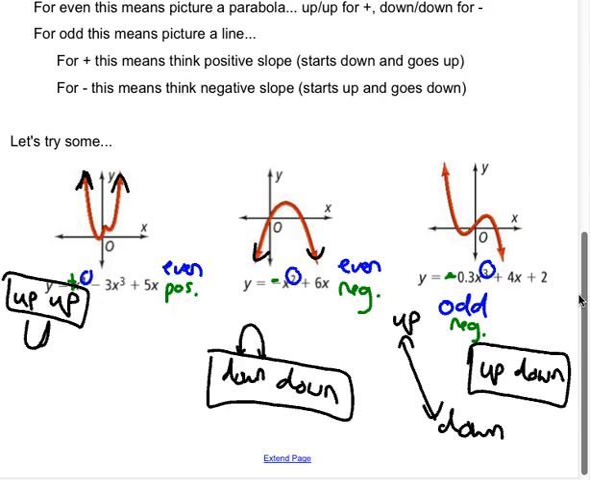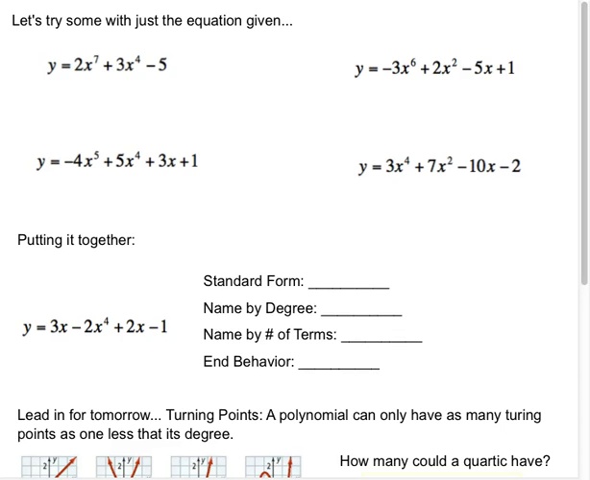And again, the picture here verifies that. But your actual answer, all you really have to give me is up, down. All right, so now let's try some with just the equation given. So you can't really cheat and look at the picture, because that would kind of defeat the purpose if you're just looking at the picture.